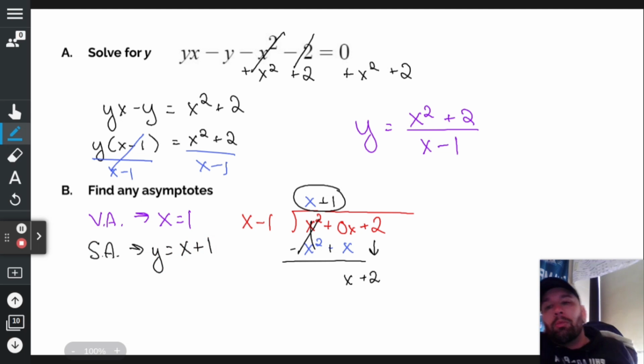So those are my asymptotes. No horizontal asymptote, because if I have a slant asymptote, that means there's not going to be a horizontal asymptote. You can't have a horizontal asymptote when the degree is higher in the numerator. You just can't have it. So don't even try.